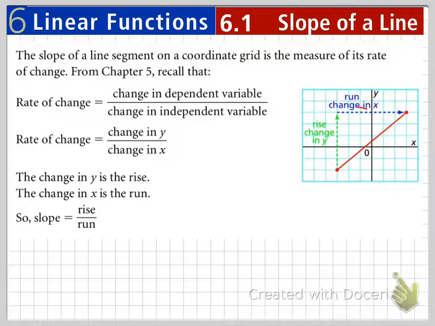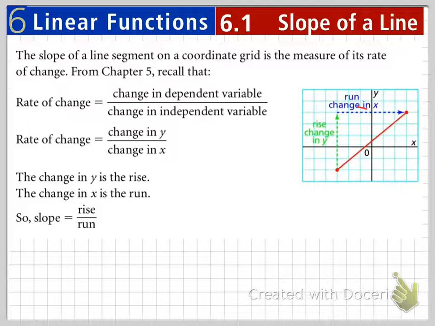Here we are, Chapter 6, Linear Functions. Our first topic today is 6.1, looking at the slope of a line. We know you've done some in the past, but the slope of a line segment on any coordinate grid is a measure of its rate of change.